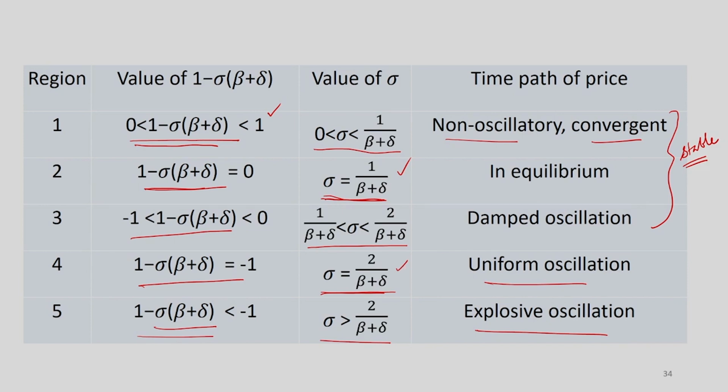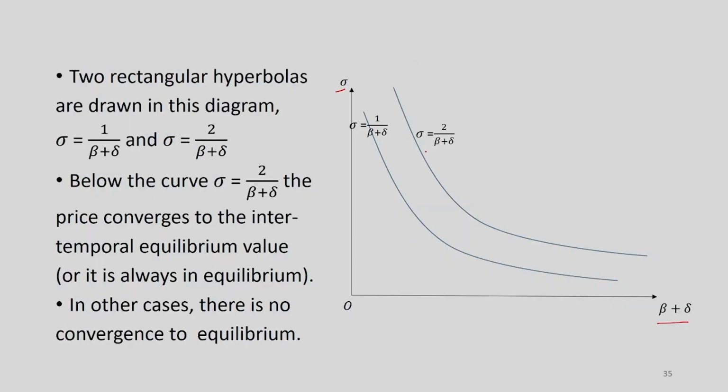Now, if I am representing beta plus delta along the horizontal axis and sigma along the vertical axis, these two relations can be shown as two rectangular hyperbolas. So, this is the first one and this is the second one. Sigma is equal to 2 divided by beta plus delta and sigma is equal to 1 divided by beta plus delta. Both of them are of the form x multiplied by y is equal to k. That k here is 2 and here is 1, and we know that is the typical equation of a rectangular hyperbola.